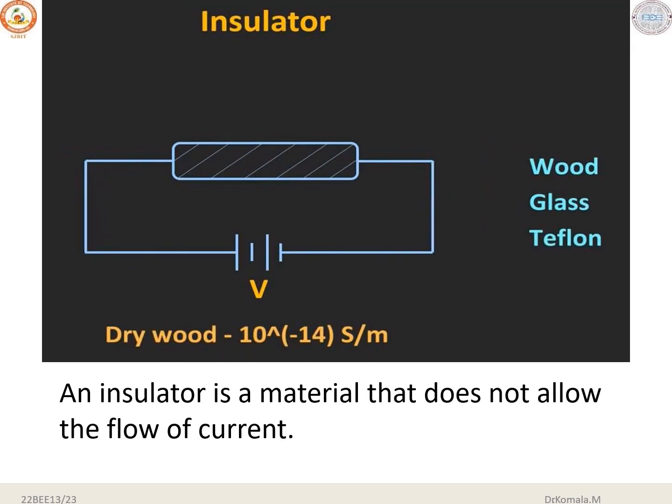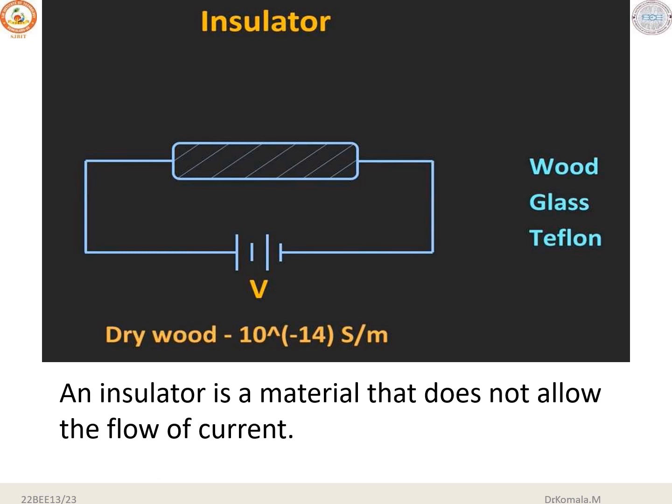Coming to the second type of material, which is the insulator. The insulator is a type of material which will not allow the flow of current through it, or in other words, it avoids the flow of electrons in the material. Though there may be maximum voltage applied across the insulator terminals, there is no flow of current in the insulator.